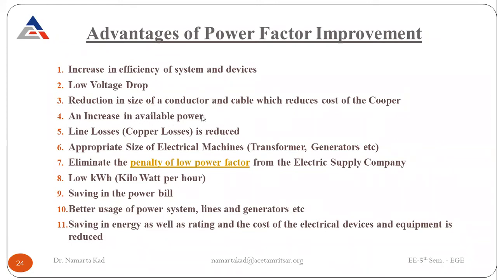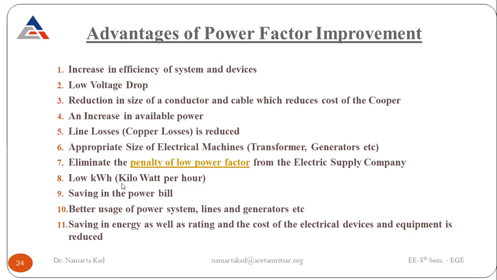More output power is available to us. Line losses are reduced. Reduced size of electrical machines, that is transformers and generators. Elimination of the penalty of low power factor from the electrical supply company. While doing our tariffs, we know that there is a penalty for low power factor on the industries also. So if the power factor is within the limits, this penalty is removed.